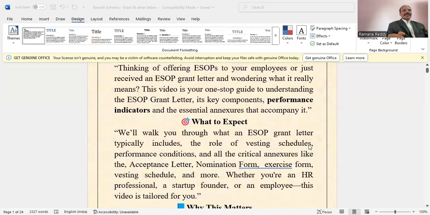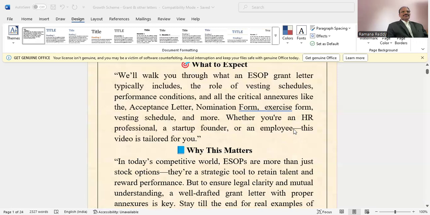So what to expect? We will walk you through what an ESOP grant letter typically includes and the role of vesting schedules, performance conditions, and all the critical annexures like the acceptance letter, nomination form, exercise form, vesting schedule, and more. Whether you are an HR professional, a startup founder, or an employee, this video is tailored for you.